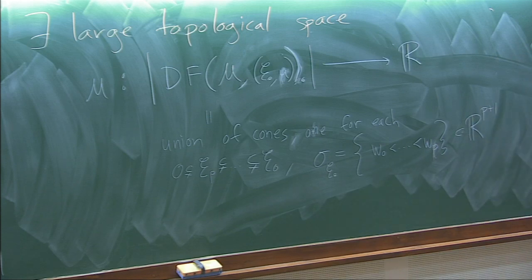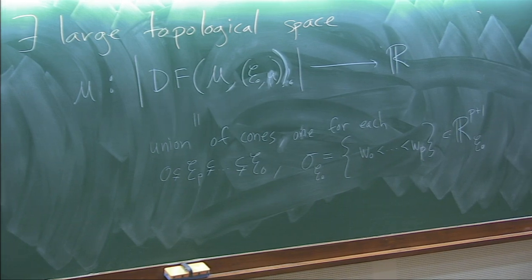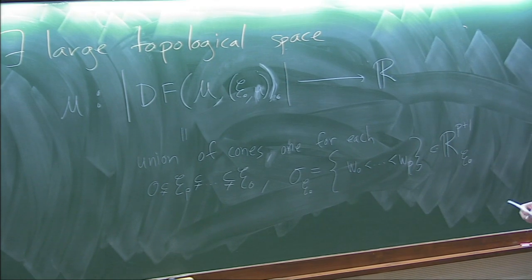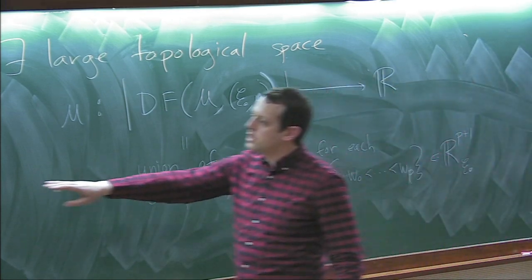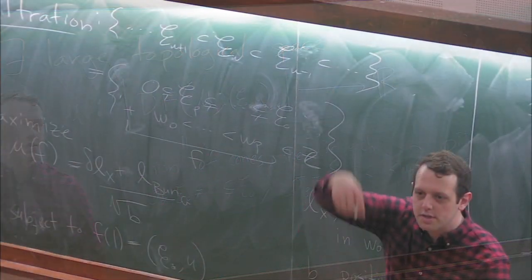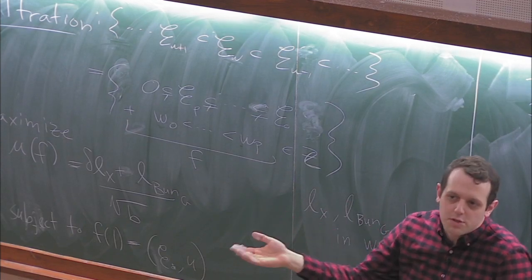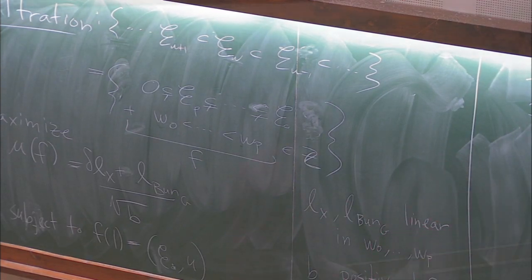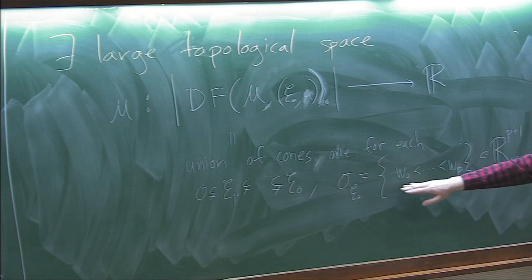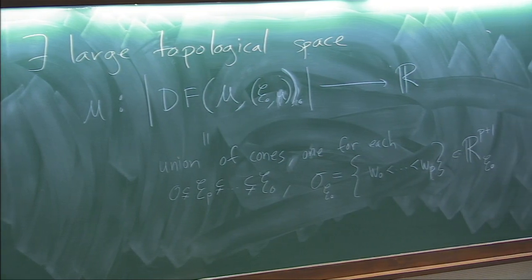So I'll call this, there's a little copy of R^(p+1), but I'll also label this by the filtration. So the idea is that for any possible filtration of the underlying bundle, I can think of the data, remember, as a filtration and then a bunch of integers. But in the end, I'm only interested in these integers up to positive scaling anyway. So I might as well let them be rationals, or real numbers. So now there's a cone in this vector space associated to every filtration.